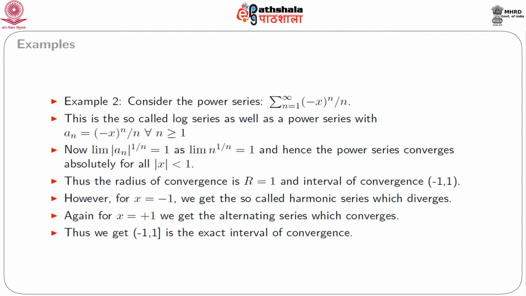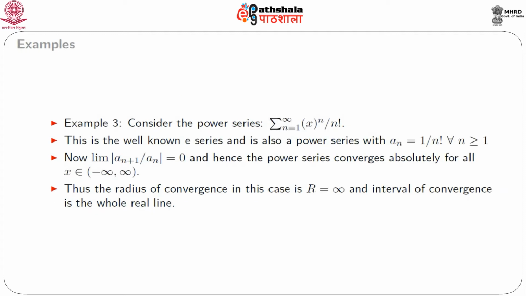However, for x equal to -1 we get the so called harmonic series which diverges. Again, for x equal to +1 we get the alternating series which converges. Thus we get the interval -1 to +1, where -1 is excluded from the interval and +1 is included in the interval, as the exact interval of convergence.